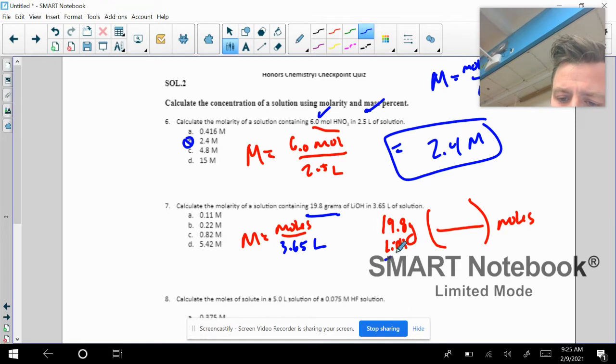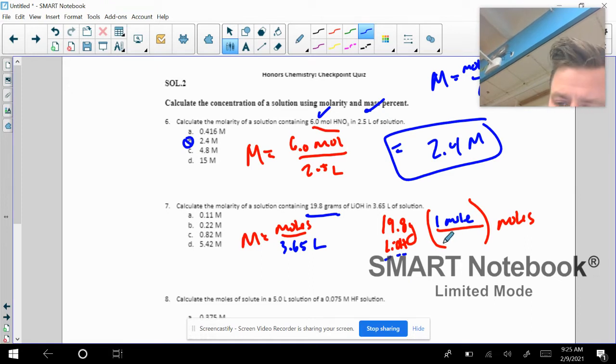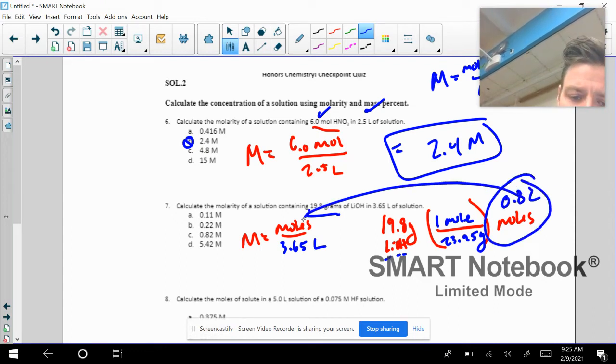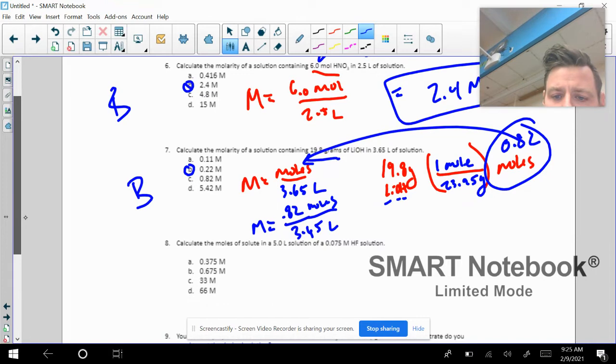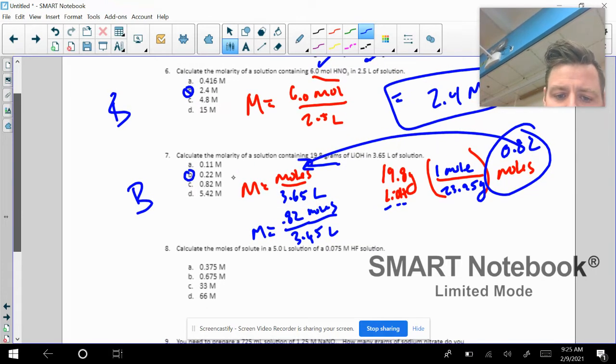I look up Li, O, and H on the periodic table, and I find that 1 mole of it is equal to 23.95 grams. That gives me 0.82 moles. Now I can plug that in. The molarity is equal to 0.82 divided by 3.65 liters, and that becomes B, 0.22. That's the gist of it. In this problem, you have to figure out what you're given and what you have to solve for.